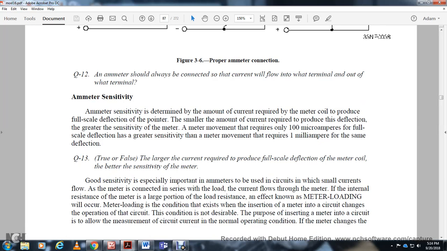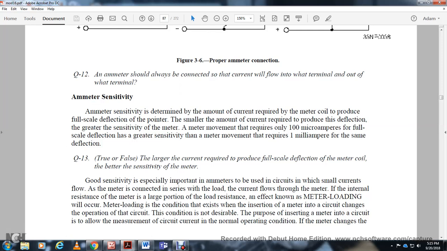The current required to produce full-scale deflection of the meter coil determines the sensitivity of the meter movement. A movement requiring 100 microamps for full-scale deflection has greater sensitivity than one requiring 1 milliamp for the same deflection. Good sensitivity is especially important with an ammeter in a circuit with small current flow. Since the meter is connected in series with the load, the internal resistance of the meter can be a large portion of the load resistance, an effect known as meter loading.